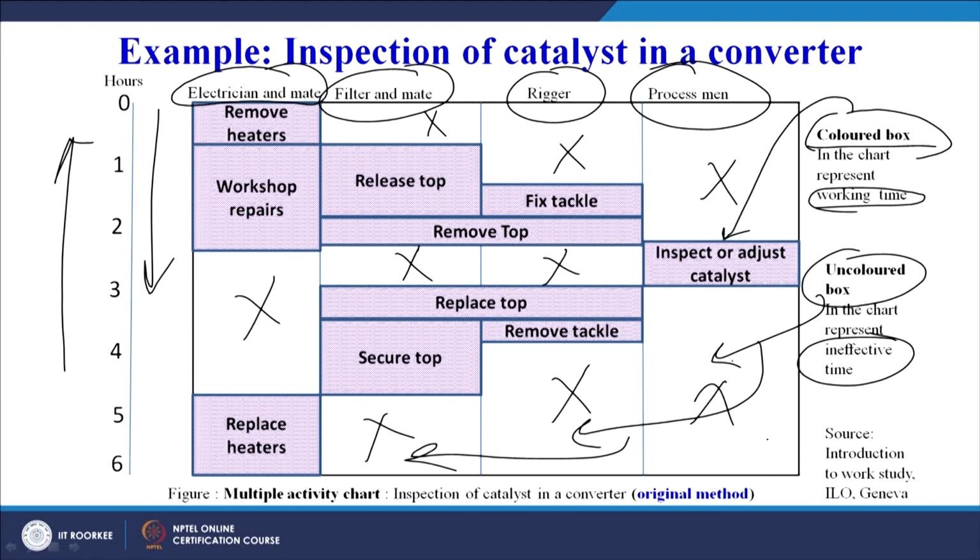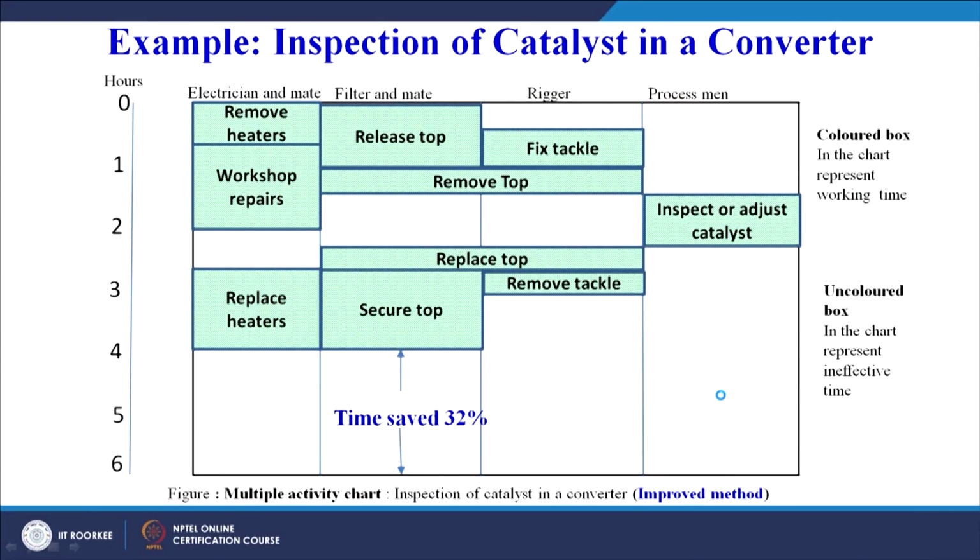Similarly process men are free here, they are free here. So for each one of them there is lot of idle time. So here we can see that how we can improve. Now here we can see some of the activities have been done simultaneously, and the time saved is 32%.